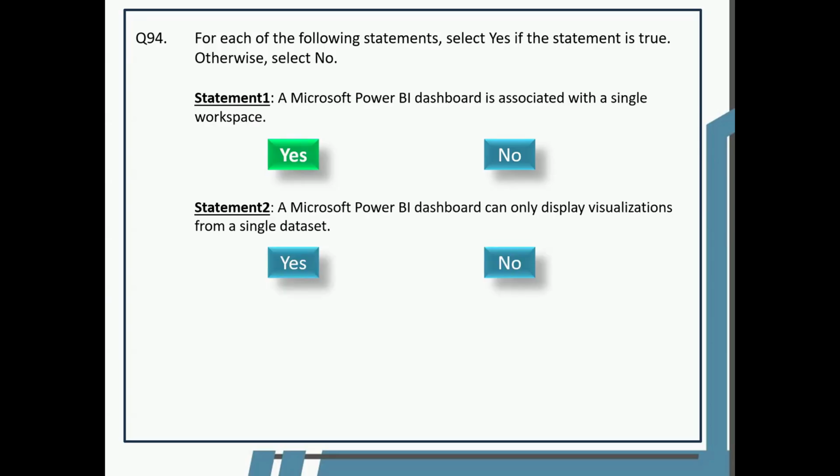Now, the second statement is a Microsoft Power BI dashboard can only display visualizations from a single dataset. A Microsoft Power BI dashboard can display visualizations from multiple datasets and multiple reports, making this an incorrect statement.